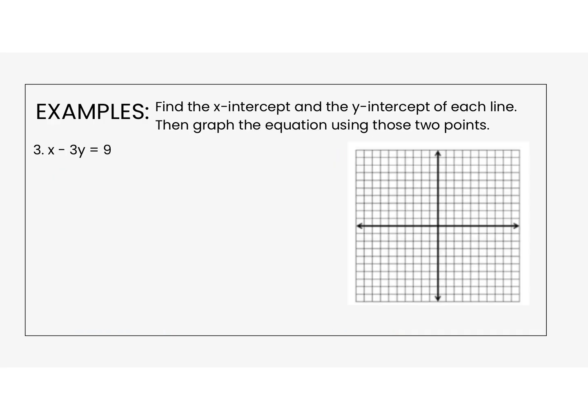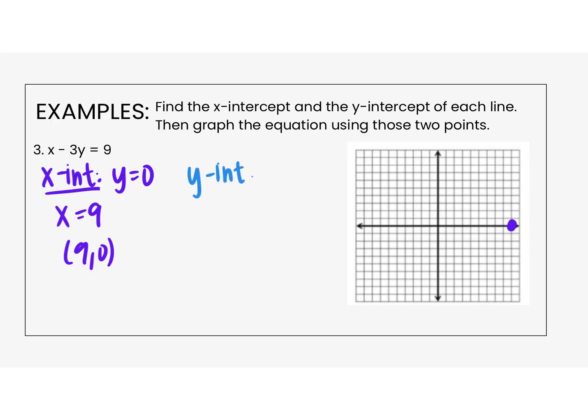Okay, let's apply this to graphing. So we're going to do the same thing. We're going to find those intercepts, and then we're going to use those to graph. So my x-intercept, if y is 0, I get x equals 9. Because again, that minus 3y is going to just become 0, so I don't have to worry about that. So I get the point 9, 0. So let's graph that. That's going to be all the way over here, 9, 0.